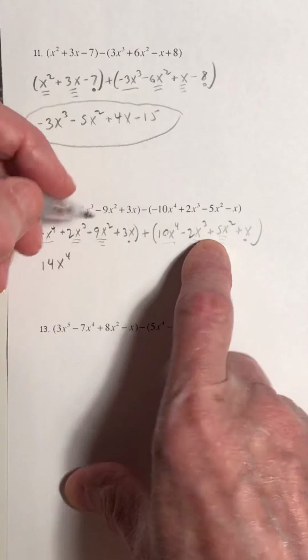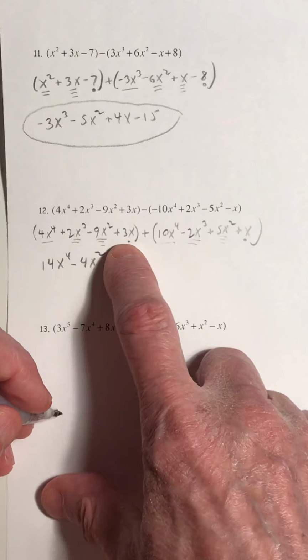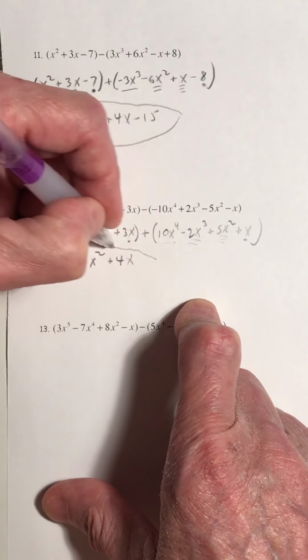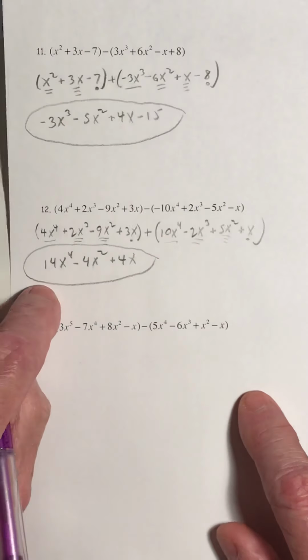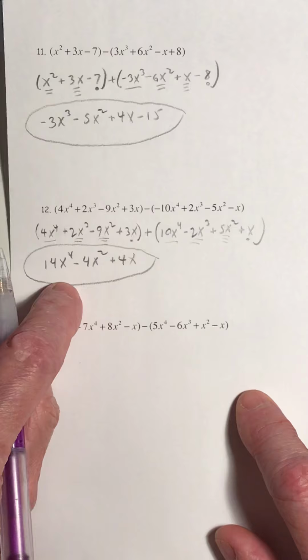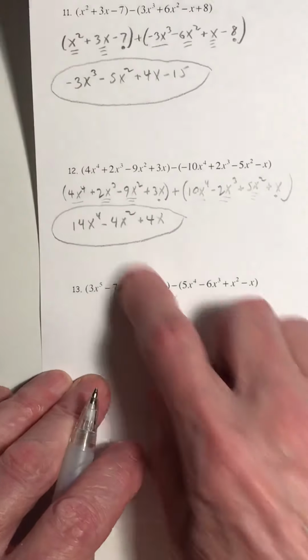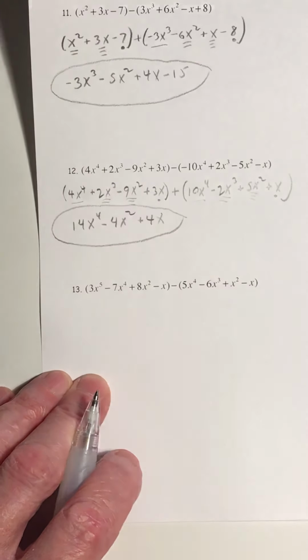Negative 9 and 5, negative 4x squared. And 3x and 1x, that's 4x. The end of that. So we get a fourth degree polynomial answer here. Lead coefficient 14. Coefficients 14, minus 4, and 4.